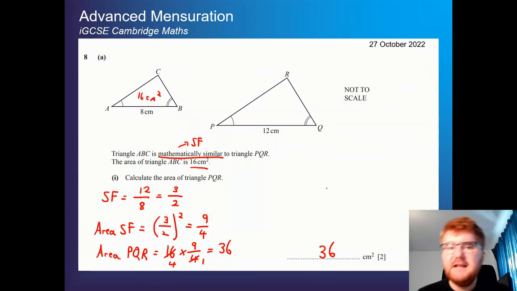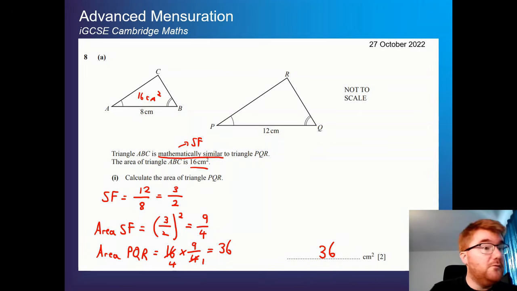So even though this is a calculator question, don't feel like you always have to rush to your calculator. If you can work it out with non-calculator means, it will save you time in the exam.